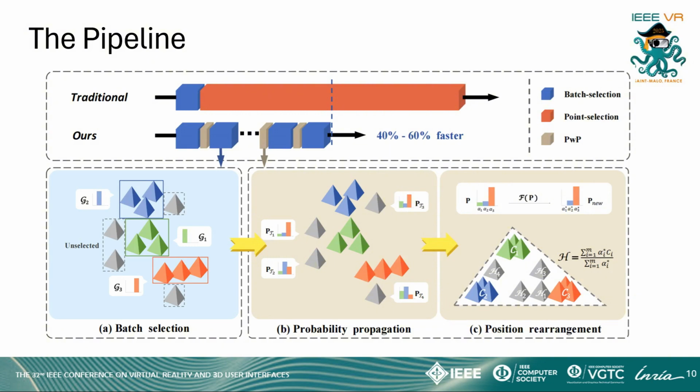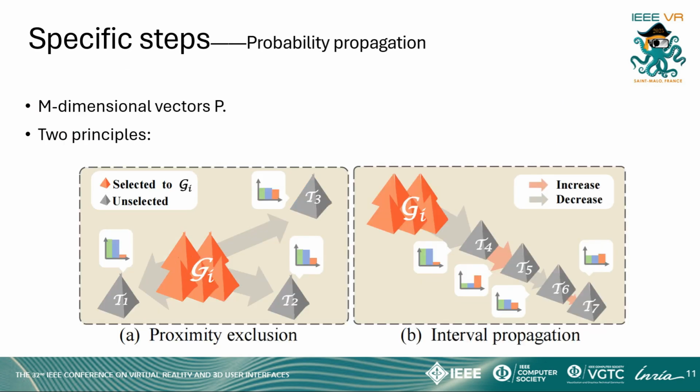Batch selection alternates with object rearrangement, with new batch selection opportunities generating. The probability of objects in the scene being grouped into M groups is recorded with an M-dimensional vector P. The value of P is dynamically updated automatically when the user actively makes the grouping choice.